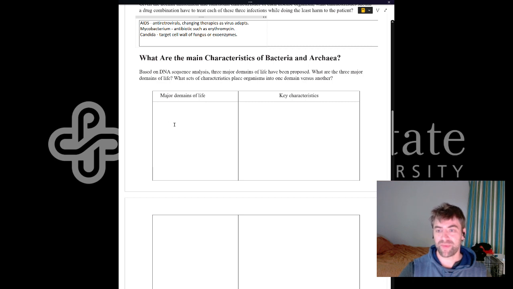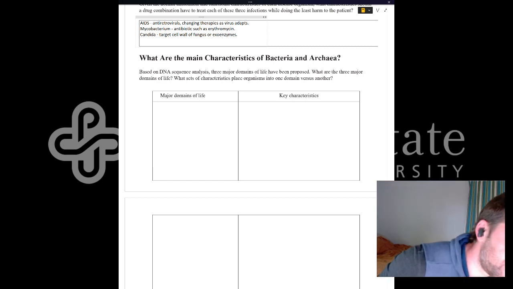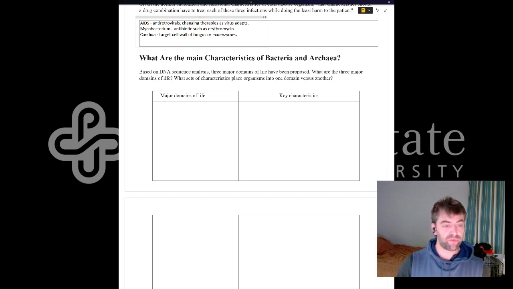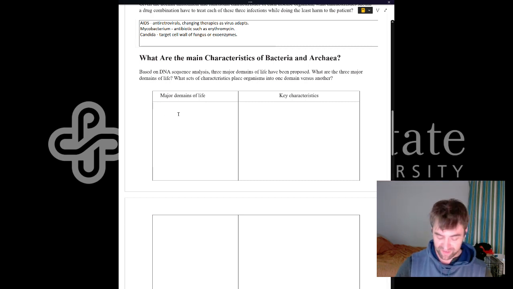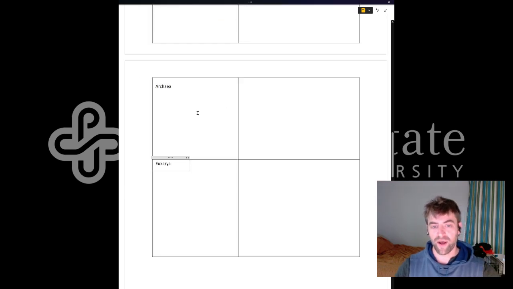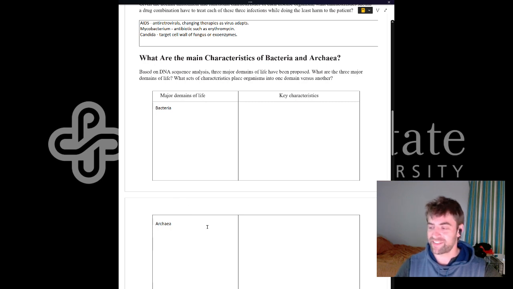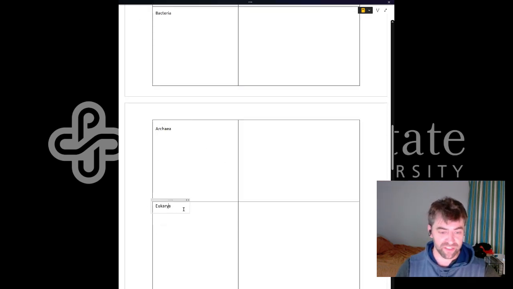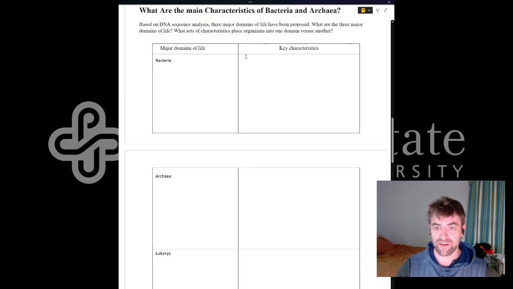What are the main characteristics of bacteria and archaea? Based on DNA sequence analysis, three major domains of life have been proposed. What are the three major domains of life? What sets of characteristics place organisms into one domain versus another? We've kind of been talking around this. We've got bacteria, archaea, and eukarya. And while bacteria and archaea share some characteristics, I have it in my head that archaea are actually more closely related to eukarya than to bacteria.